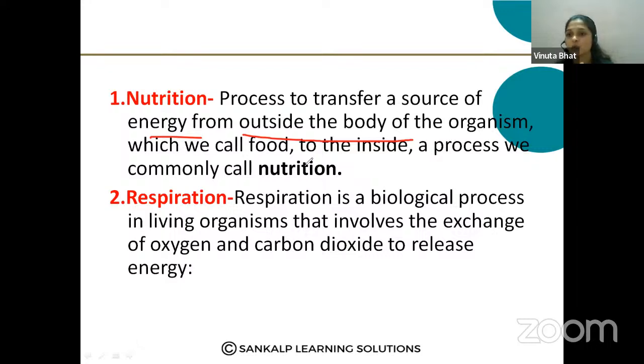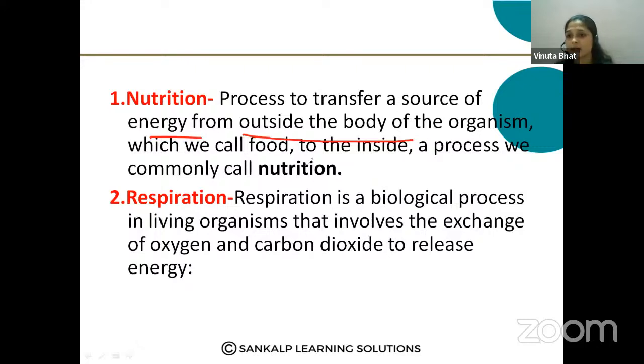What is that? To do all these works, what is that? Anybody? Okay, energy. Yes, so energy we need for all these processes.